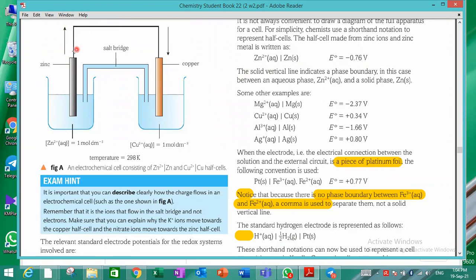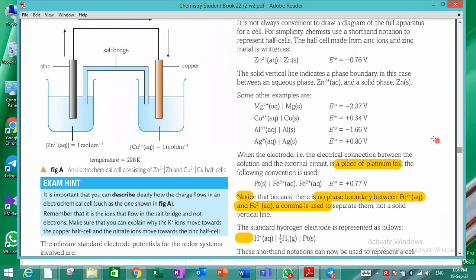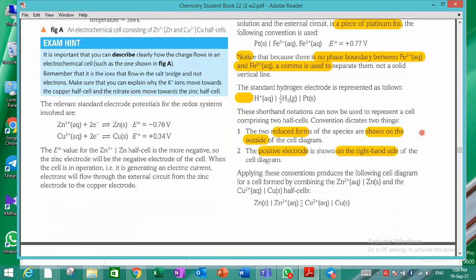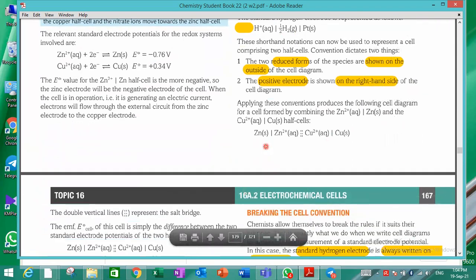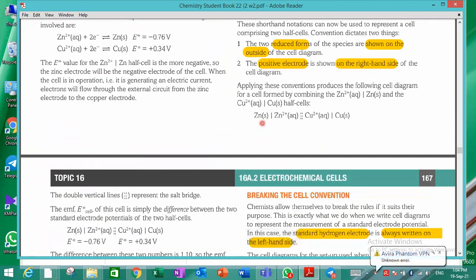It's the anode, or we call it the negative electrode. So usually we write the negative electrode on the left-hand side and the positive electrode on the right-hand side. So here in the cell diagrams, we are going to do the same. We are going to write the zinc electrode on the left-hand side and write the positive electrode on the right-hand side.